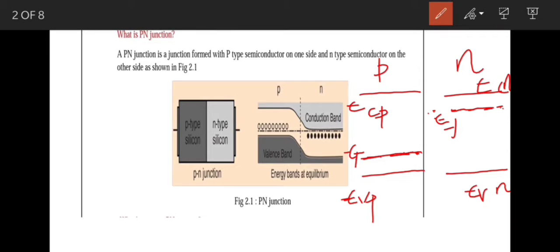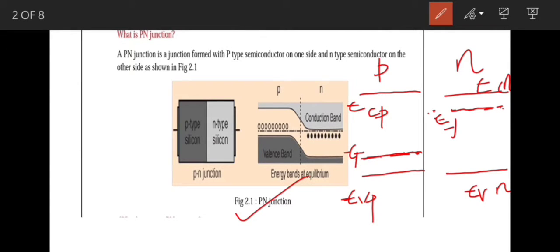So separately, if you are considering a p-type and n-type semiconductor, this is the energy band diagram. When we join these two materials together, what will happen? The Fermi level of the p-type material and the n-type material has to meet. So there will be a shifting of energy bands as shown in the figure.